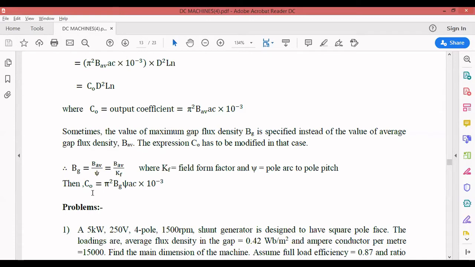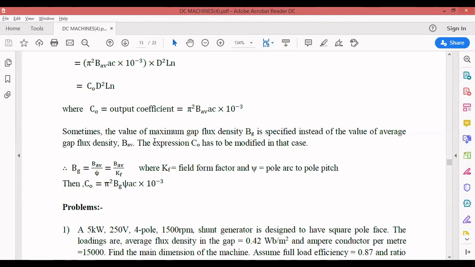So what will C0 become now? C0 is equal to π square, and substitute for Bav here. Bav is nothing but Bg into ψ, or Bg into Kf, either way you can write it. So C0 is equal to π square Bg into ψ ac into 10 power minus 3.